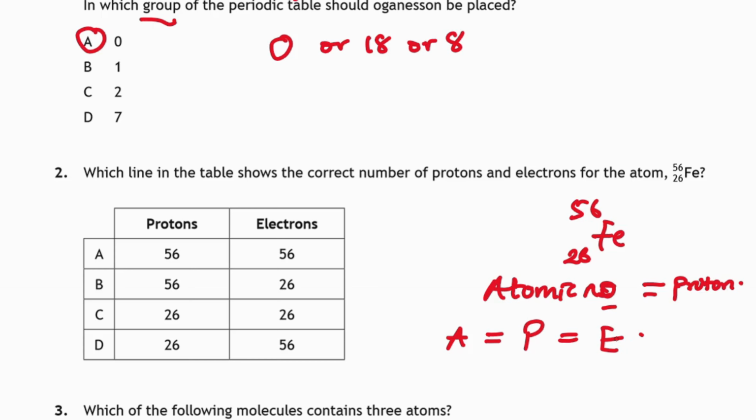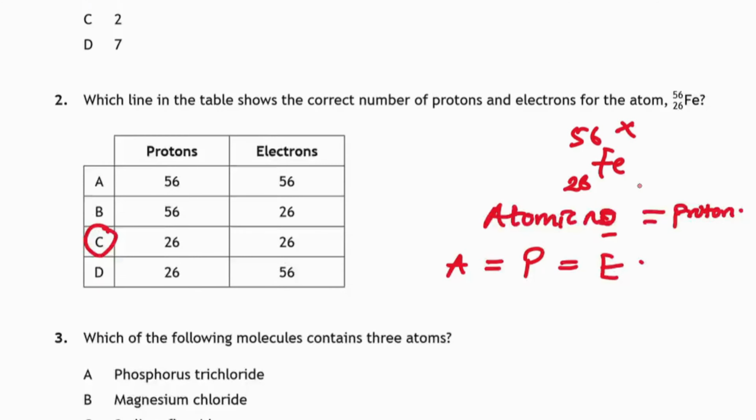It is when the element is charged that the electron number changes. But in this case, we have a neutral atom, so whatever the proton number is, that is what the electron number is going to be. So our option is C, and we don't get to use the mass number to do anything in this question.